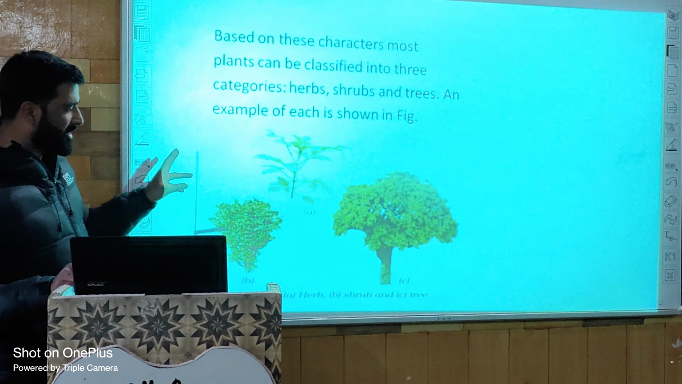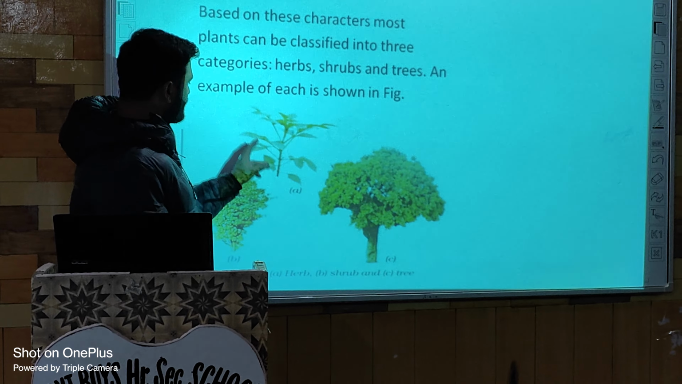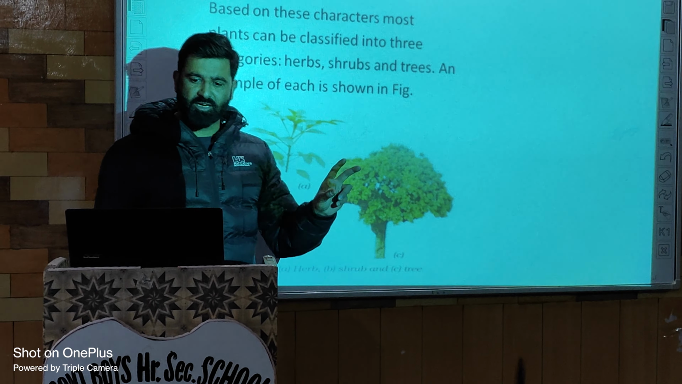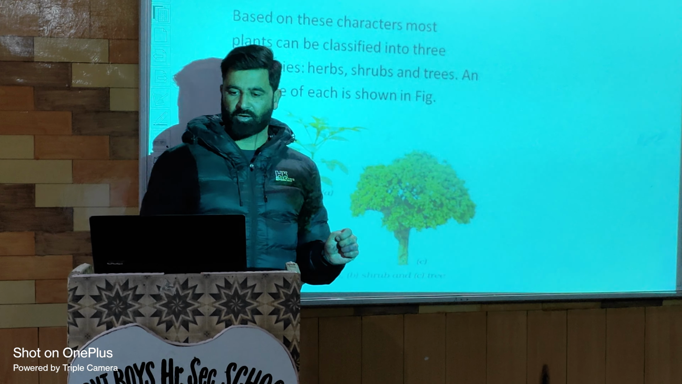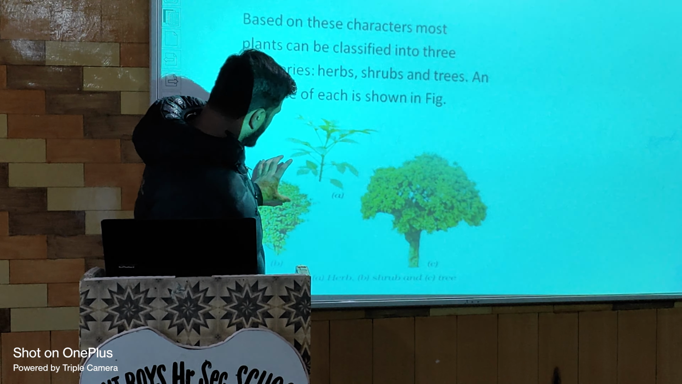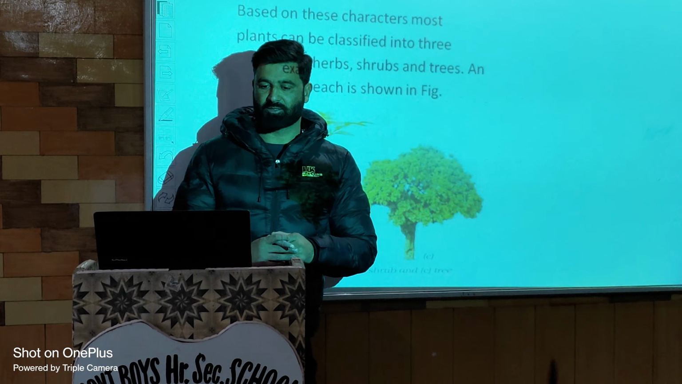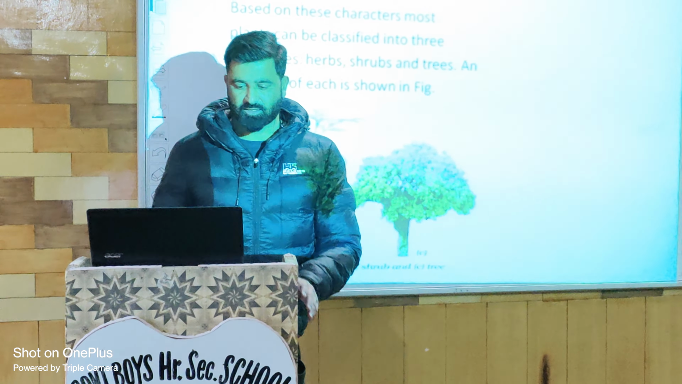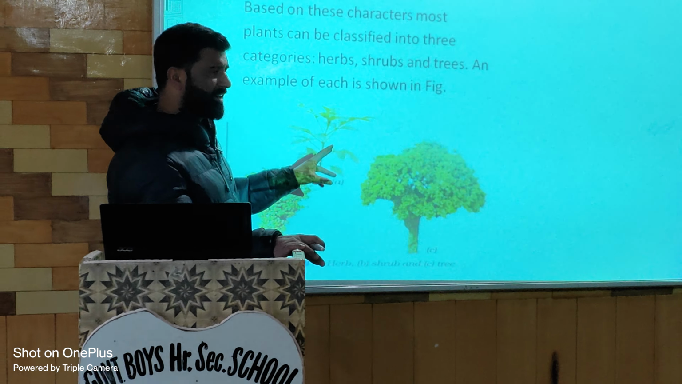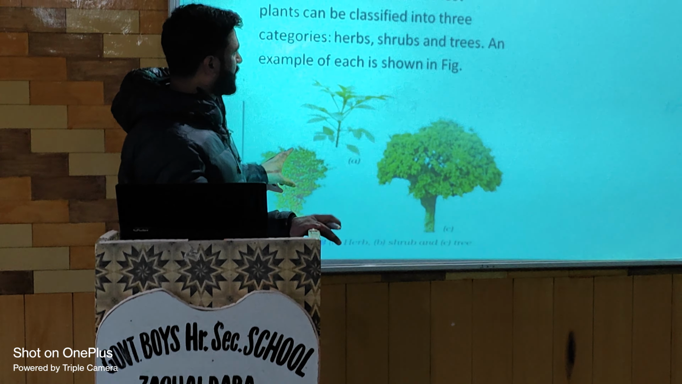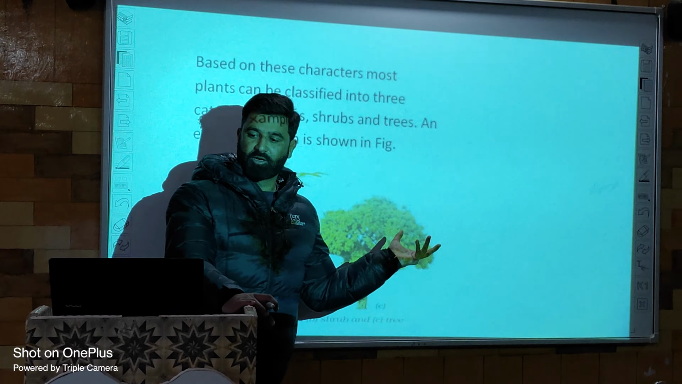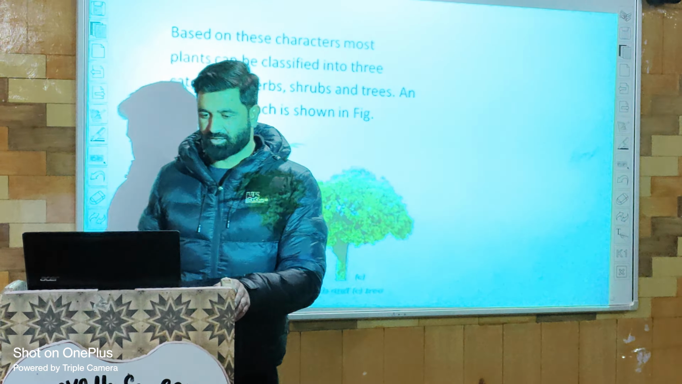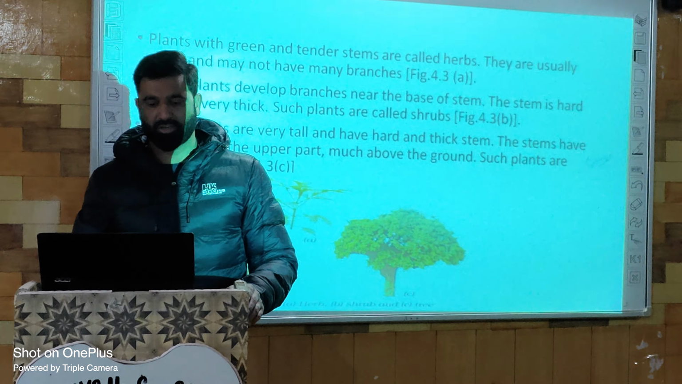Look at this picture. There are three types of plants. Number one is the herb. It's a very small plant. They are very tiny plants, and the small plants are called the herbs. And another, they are bush-like structures. Their stem is woody and hard. These are called the shrubs. And there are the tall trees. They are the tall plants which are taller than our height. They are called the trees.